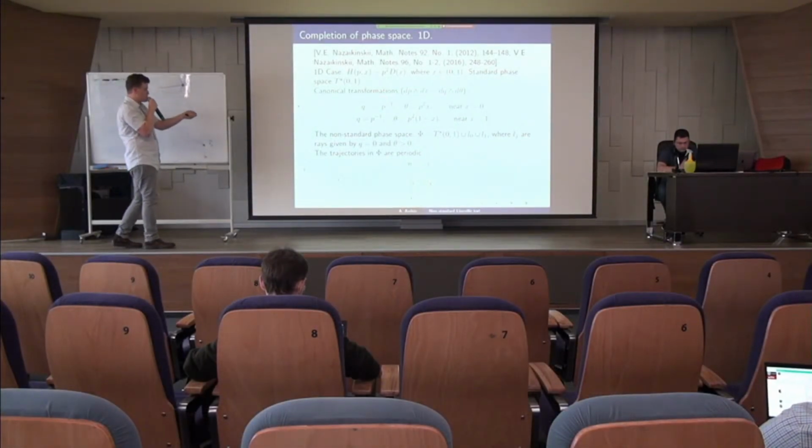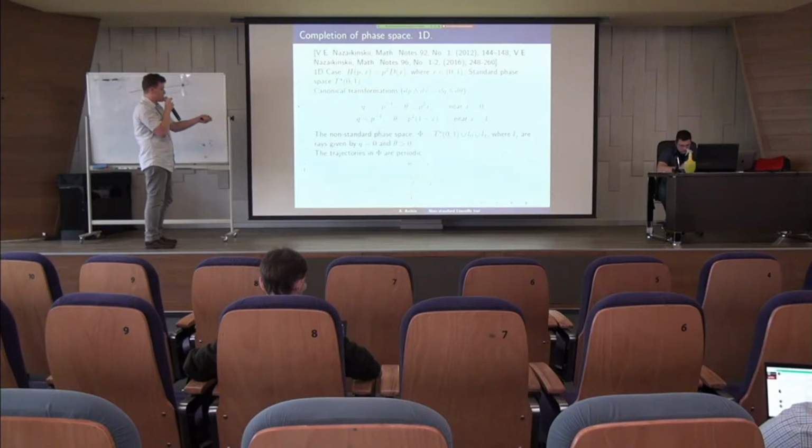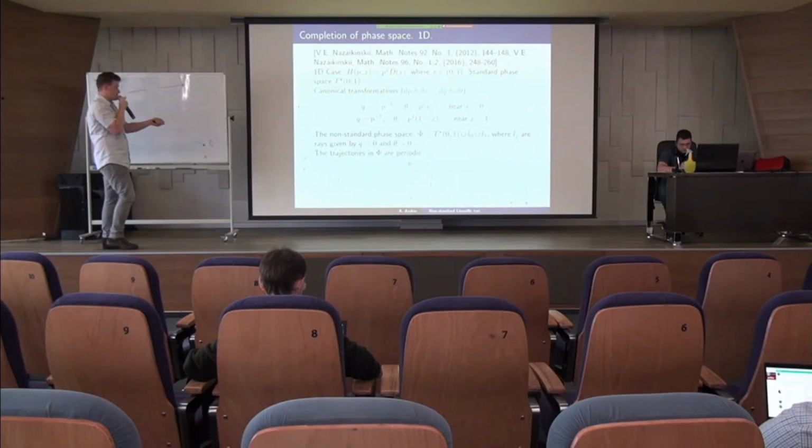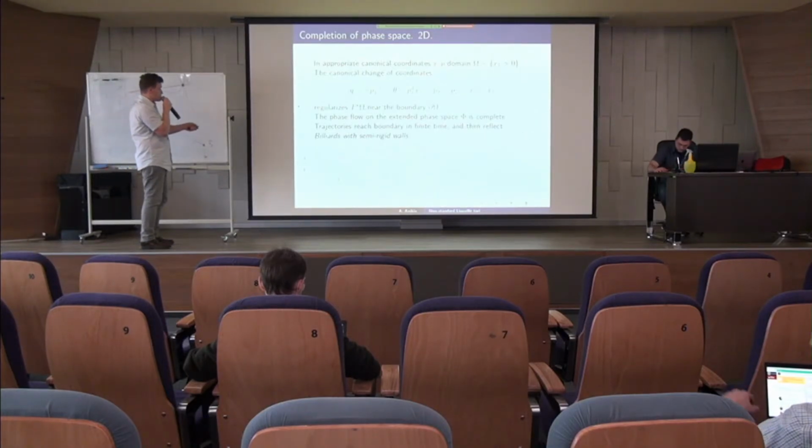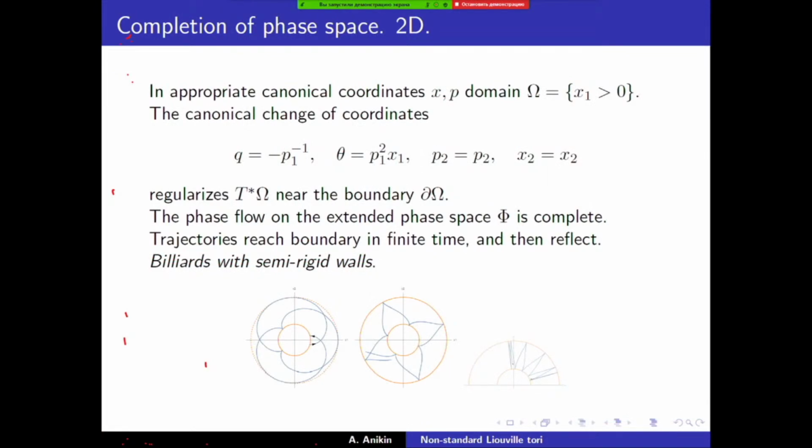To do this, you may use a canonical transformation, which regularizes our phase space near the left end x equals 0, or on the right end, x equals 1. So because q is 1 over p, and p tends to infinity, it means that q tends to 0, and you just need to add the point q equals 0 to your phase space. And the same thing can be done in the more involved two-dimensional case. You just need to find appropriate canonical coordinates where the boundary of the domain is rectified, and so you have in coordinates p1, x1 the same formulas, and p2, x2 stay unchanged.